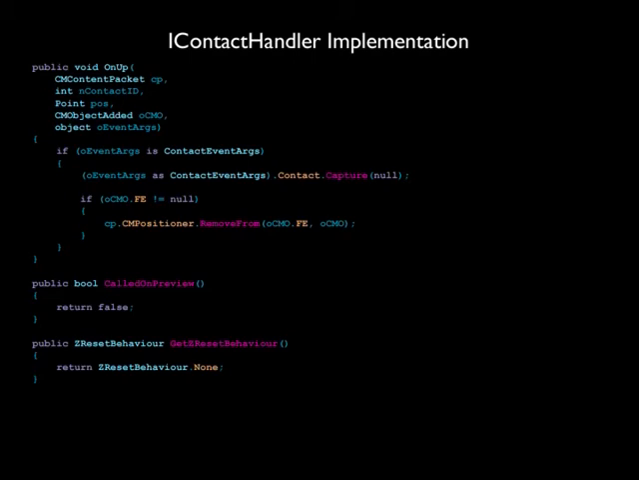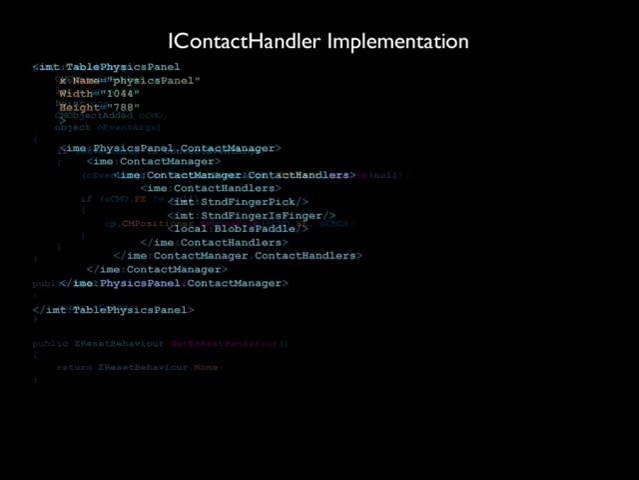The OnUp method simply verifies that the OEventArgs is a ContactEventArgs object, releases the contact's captured framework element, and removes the physics object and framework element from the physics panel. CalledOnPreview simply returns false to indicate that interactions should happen on the event's bubbling phase, not the tunneling phase. And getZResetBehavior returns zResetBehavior.none to indicate that no special action needs to occur in the case of a zReset.